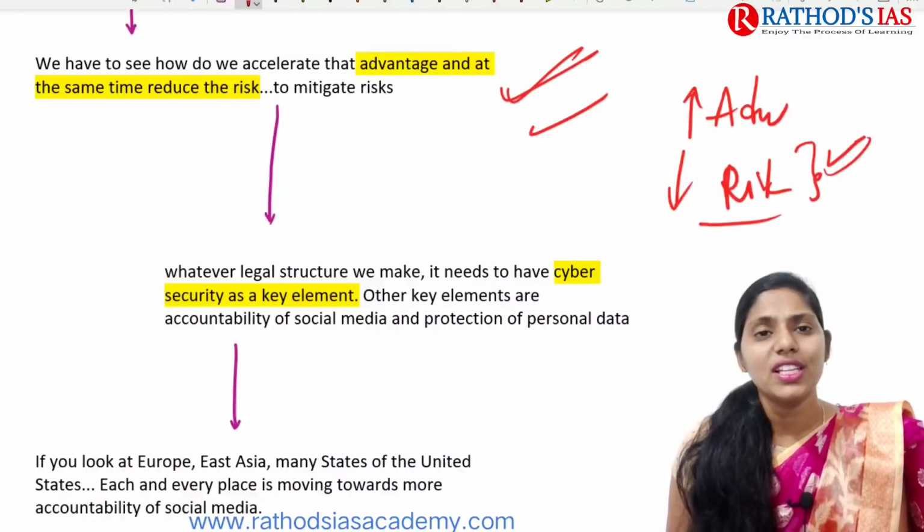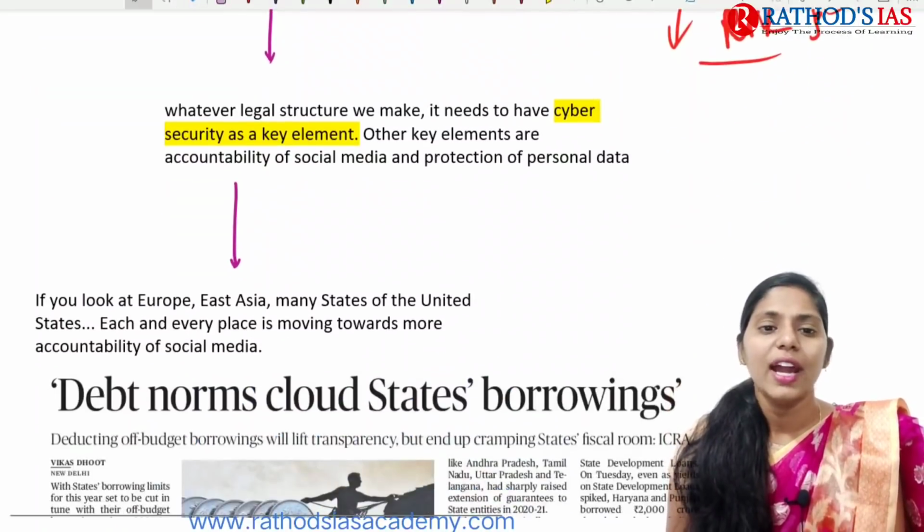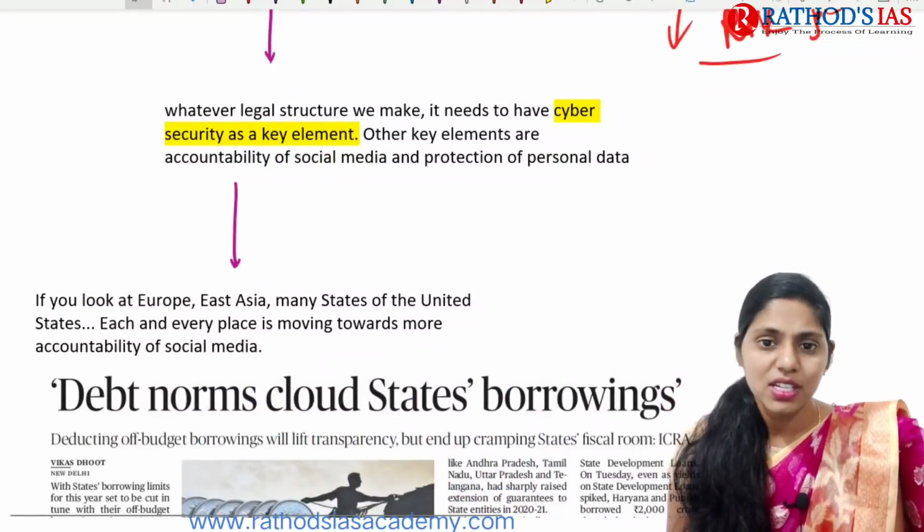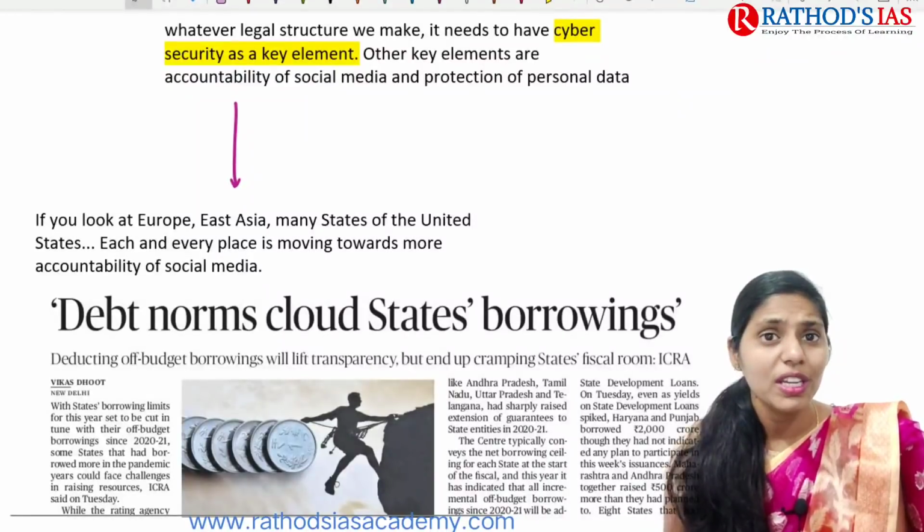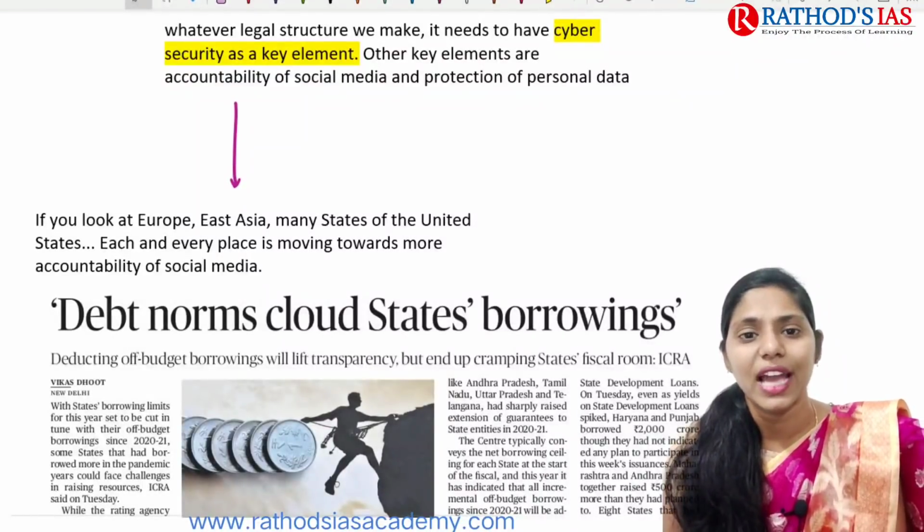So these are some important things present before us, and whatever legal structure is present needs to be very helpful for cyber security as well.